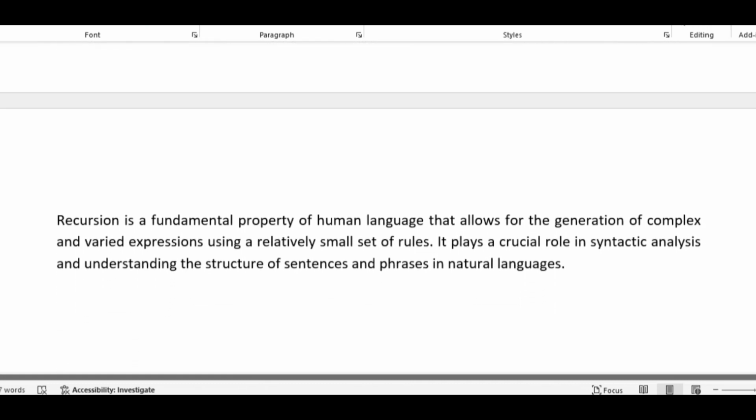Recursion is a fundamental property of human language that allows for the generation of complex and varied expressions using a relatively small set of rules. It plays a crucial role in syntactic analysis and understanding the structure of sentences and phrases in natural languages.